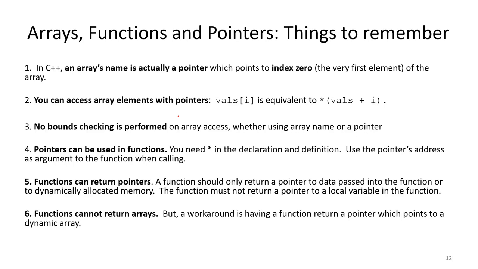As we mentioned, the name of an array is actually a pointer which points to index 0, or the very first element of our array. And so it turns out that just like how we would normally access an array element using vals[i], we could similarly access vals[i] using *(vals + i). We'll take a closer look at that in just a moment.